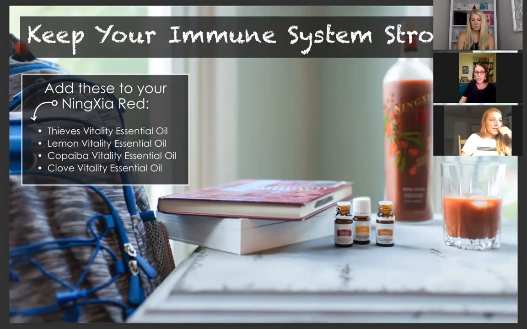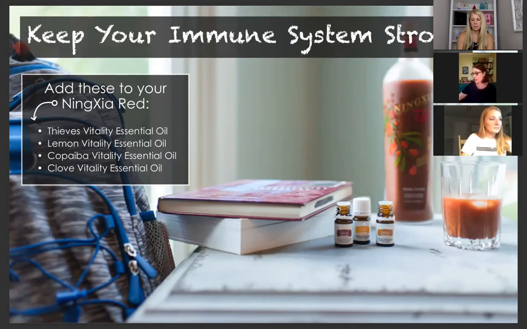What's in Thieves Vitality is clove, cinnamon bark, lemon, eucalyptus radiata, and rosemary. These essential oils have a high blend that all support the immune system. So this is a really good oil to add a drop to your Ningxia Red every morning to support your immune system. The Thieves Vitality is in the premium starter kit.